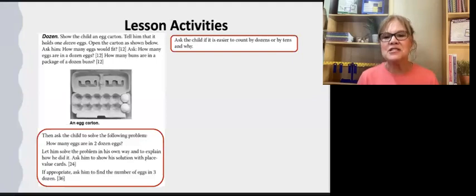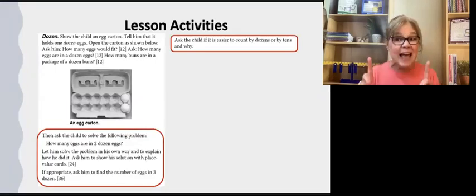Now, I want to say a few things. First of all, don't shy away from more advanced questions, even if you think your child can't solve them. Ask the question and then wait to see what they do. This can be very telling on their understanding or their lack of understanding and their preferred method of figuring things out.